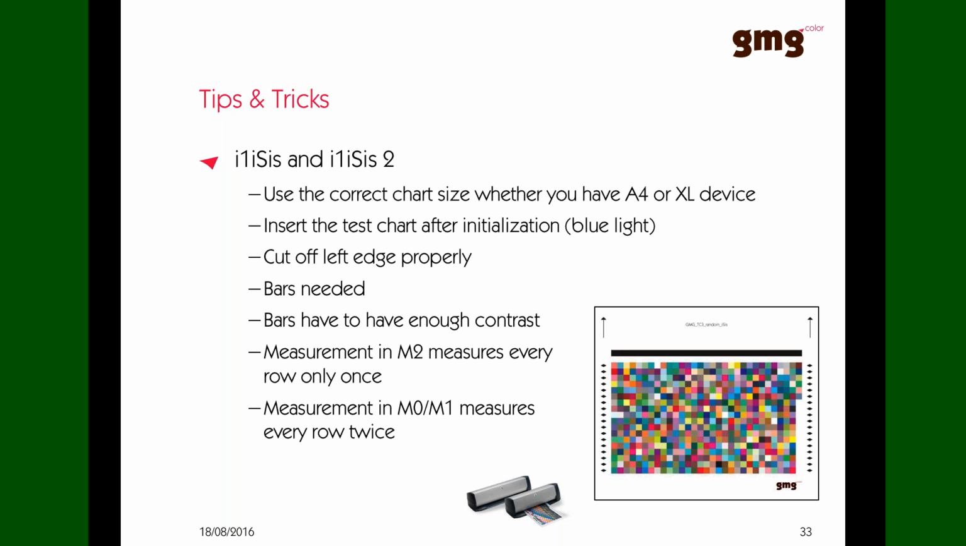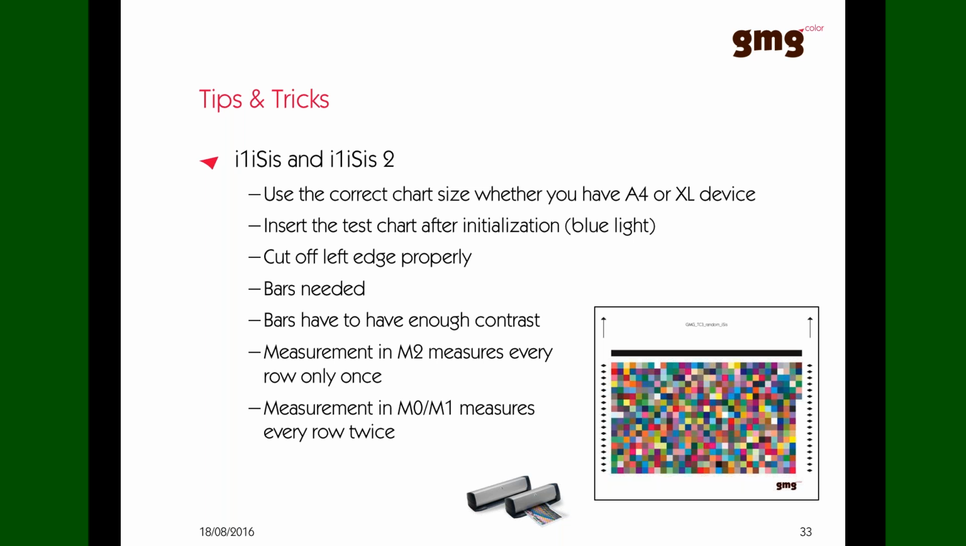You should insert the measurement chart when the blue light lights on the iSis, not before, because it first does some initializing before you can insert your test chart. The test chart should be cut off properly, especially the left edge, in order for the measuring device to be able to measure it correctly. The bars are needed, so the black bar on top, and it needs to have a high enough contrast so the measuring device recognizes it and knows that after that the patches are starting.